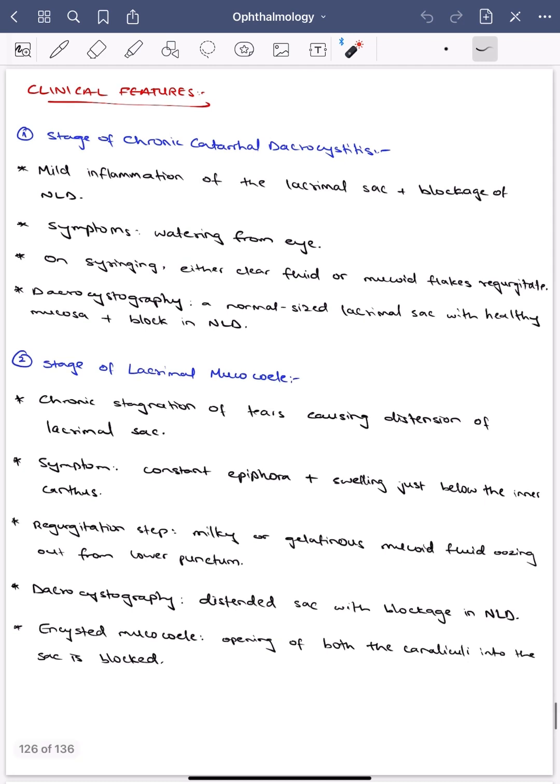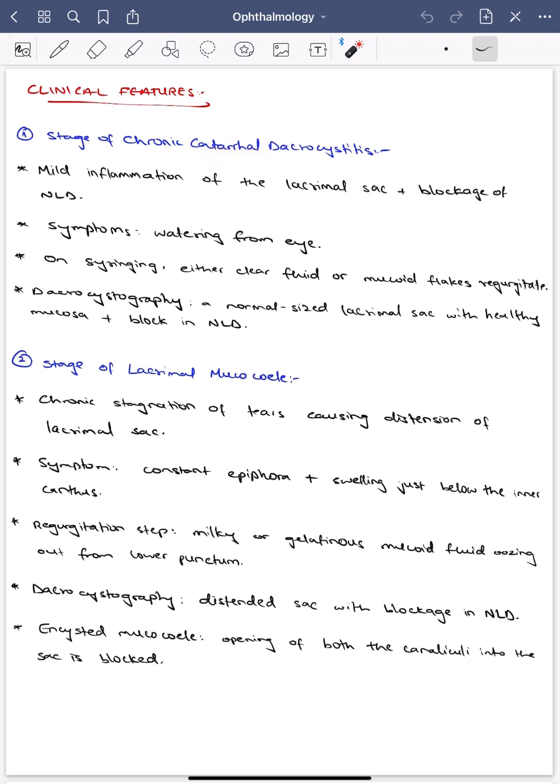So, the stage of chronic catarrhal dacrocystitis is characterized by mild inflammation of the lacrimal sac and blockage of the nasolacrimal duct. The symptoms are mainly watering from the eye, and on syringing, either clear fluid or mucoid flakes regurgitate. And dacrocystography shows a normal sized lacrimal sac with healthy mucosa and a block in the nasolacrimal duct. Okay, so first is the stage of chronic catarrhal dacrocystitis.